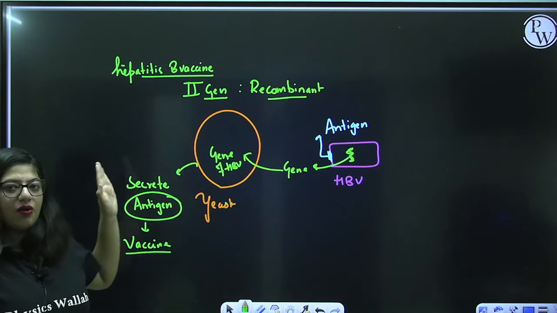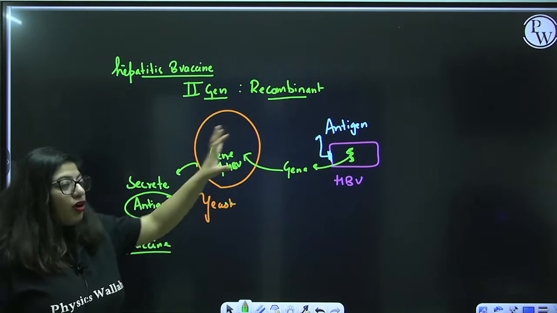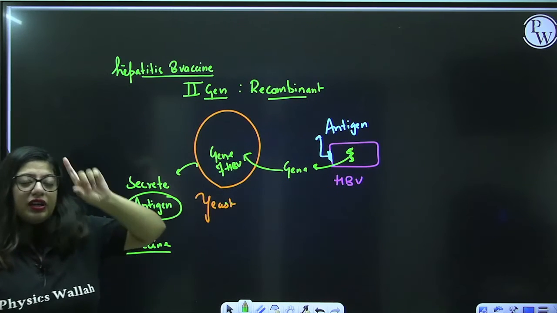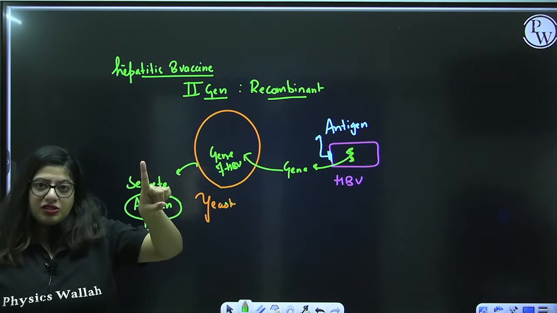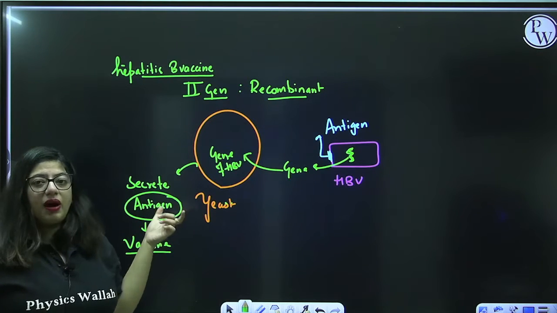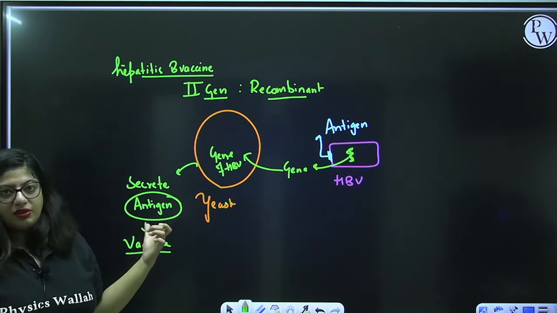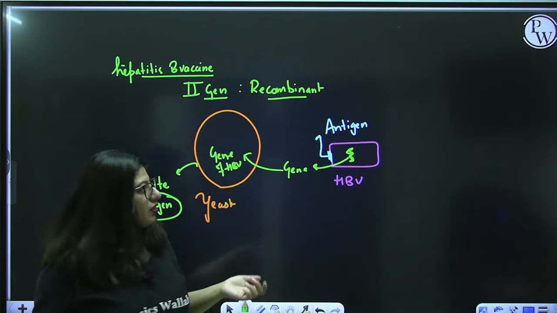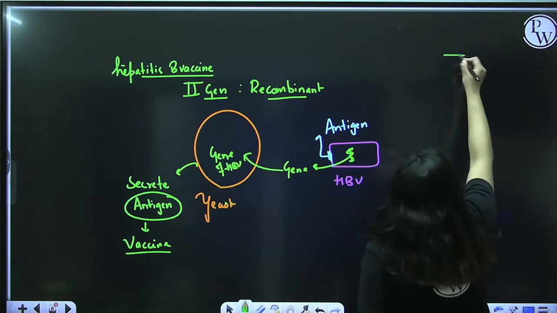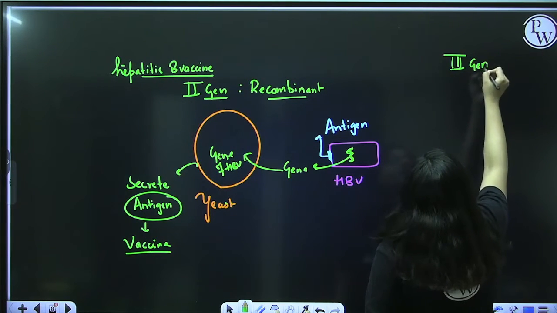Right? This is how it is second generation, because we are not taking the entire pathogen. If we are taking the entire pathogen, it will be first generation. We are just taking the part of the pathogen, so it is second generation. Okay. What about the third generation? The third generation vaccine is still in the clinical trials.